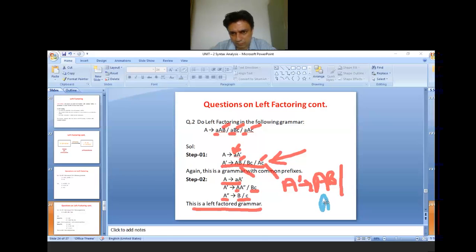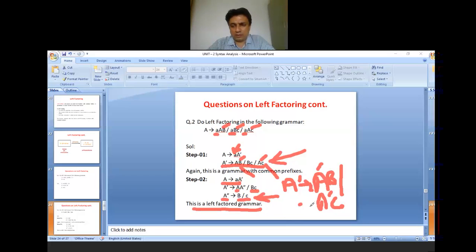A dash produces AB and AC. So here you can see A is common in both. So that's why we write A, and after this step, in the third step, only B and C are there. So we write A double dash B, in A double dash we write B and C. So this is the final left factored grammar.